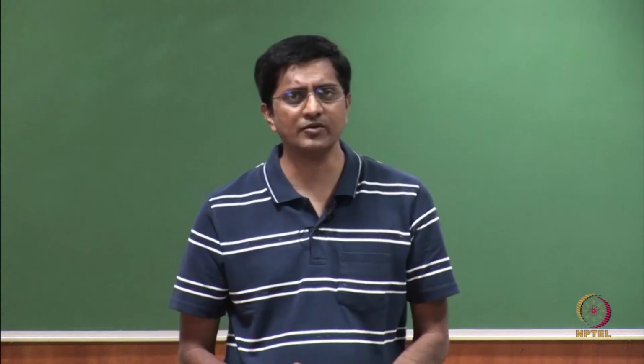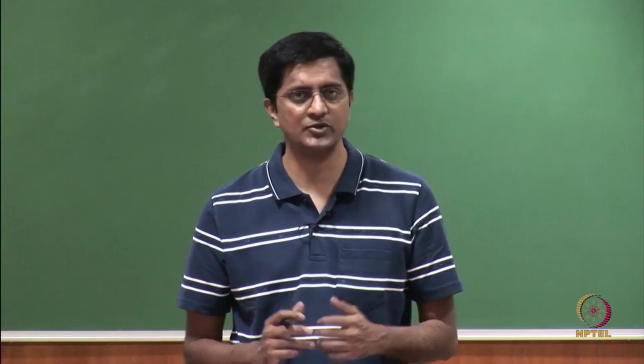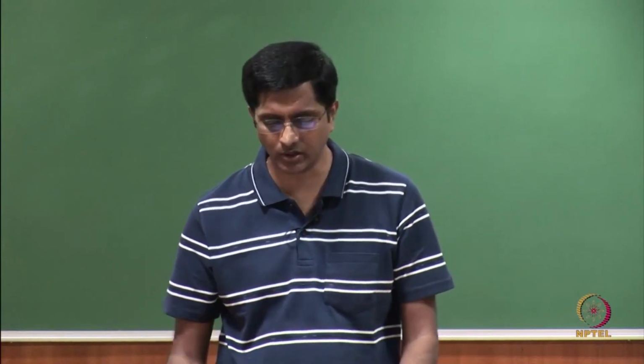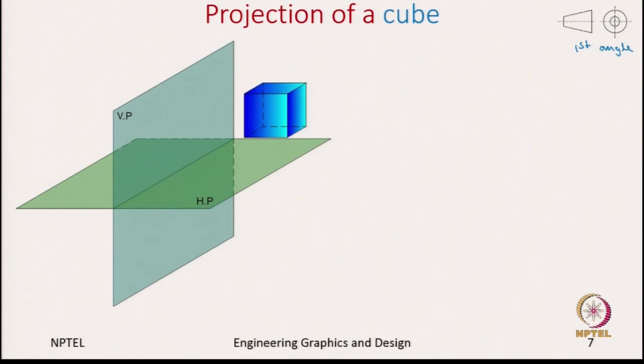Lastly, we will be looking at how to project a cube, which means to capture the front view and the top view. Again, we are focusing on the first angle projection. So, here is a cube placed in the first quadrant. Let us name the points A, B, C, D, E, F, G, H.